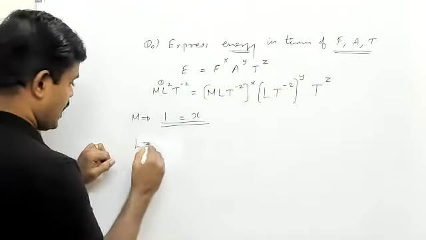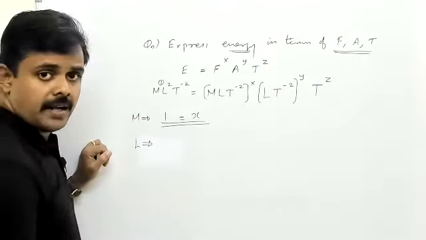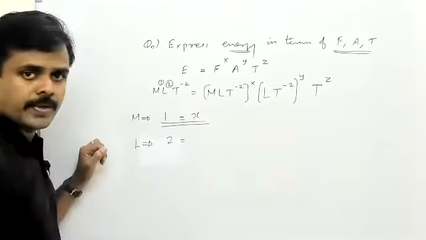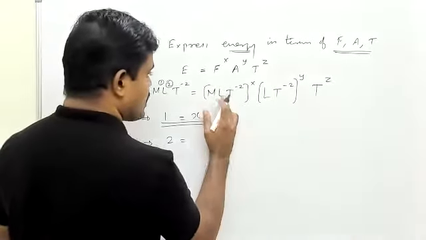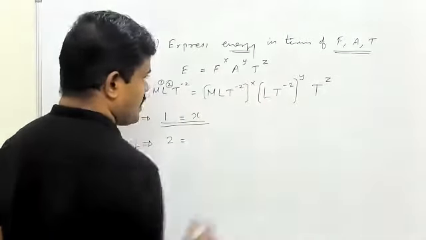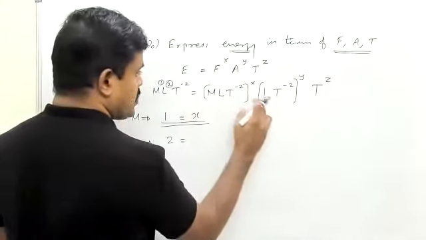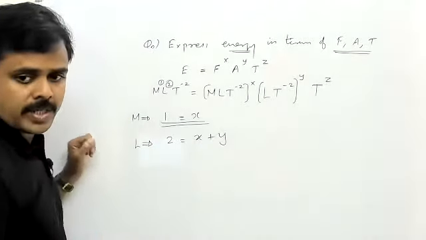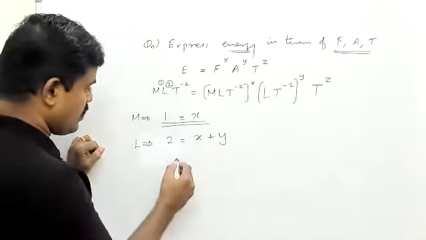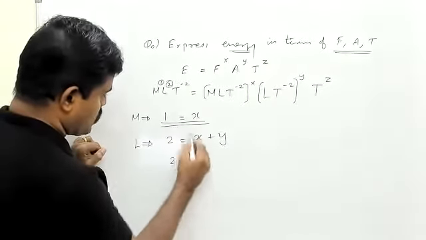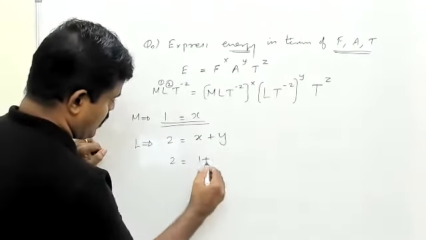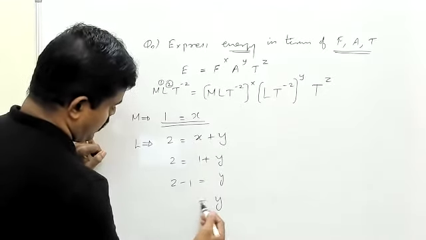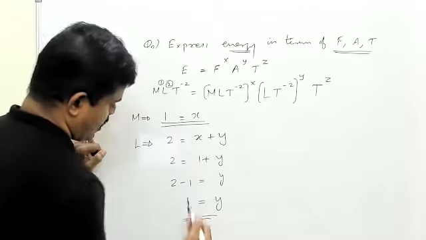Now let us compare L's. What do we get if we compare L? The power of L is 2, equal to the power of L on the right side. L raised to x is there, L raised to y is there. L^x into L^y is L^(x+y). That is our second equation. So right there you can find out y. So 2 is equal to x, which is 1, plus y, or y is 2 minus 1, y is 1. So I got x, I got y.